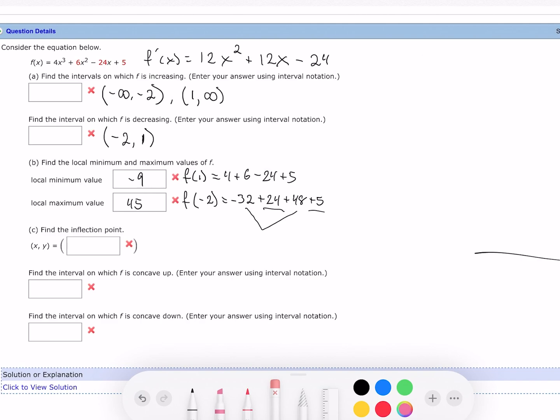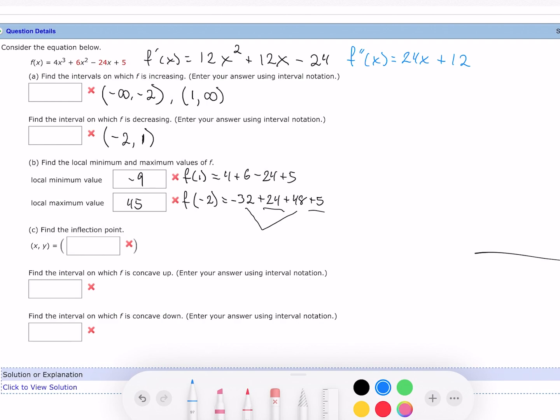So that is our first derivative, and I'm going to switch colors in order to calculate my second derivative. f double prime of x will equal 2 times 12 is 24 times x, decrease the exponent, plus 1 times 12 is 12, decrease the exponent. We've got 24x plus 12.